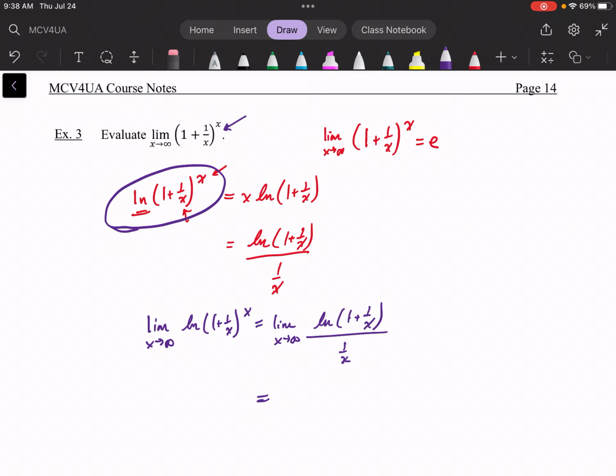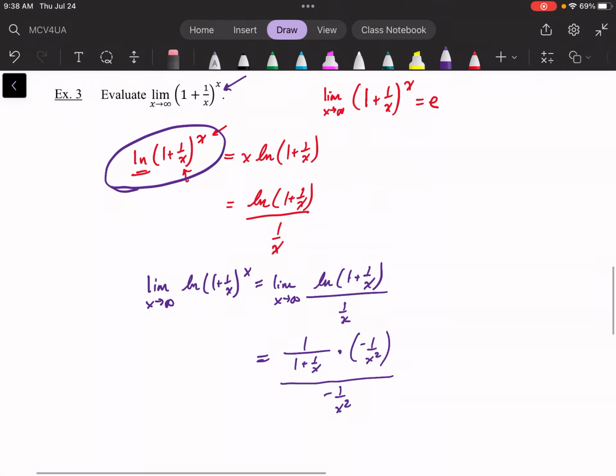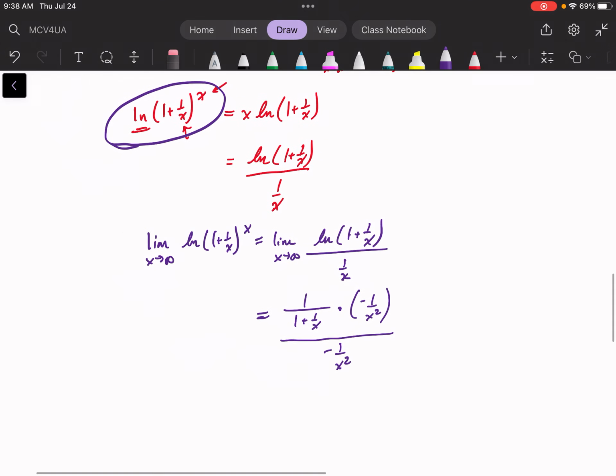Okay, so now I've got to work out the derivative of the natural logarithm of 1 plus 1 over x. And that's just 1 over 1 plus 1 over x times the derivative of 1 plus 1 over x, which is just negative 1 over x squared. Denominator is also negative 1 over x squared. That's the derivative. Oops, I forgot the limit.